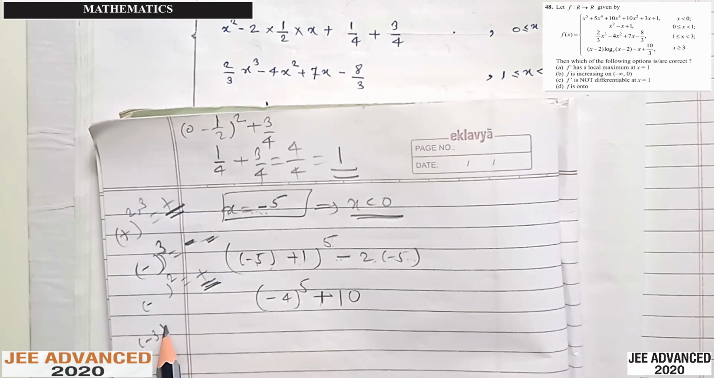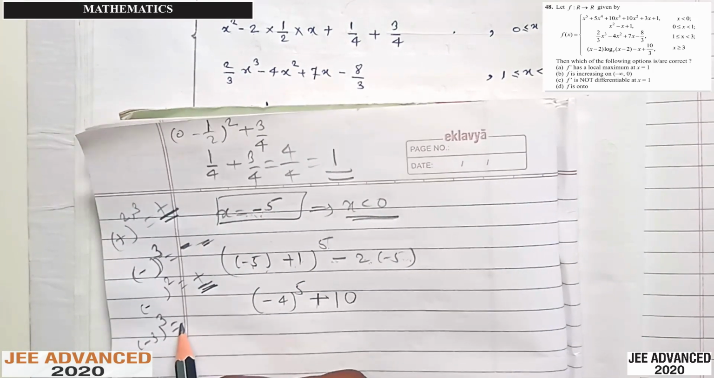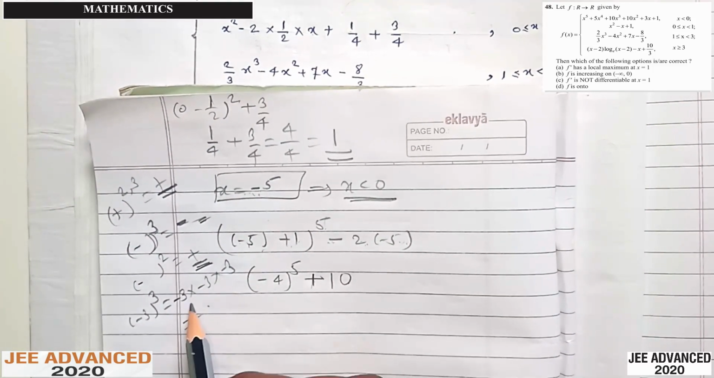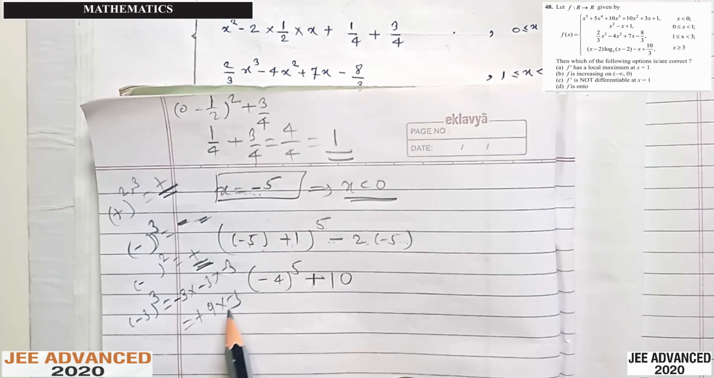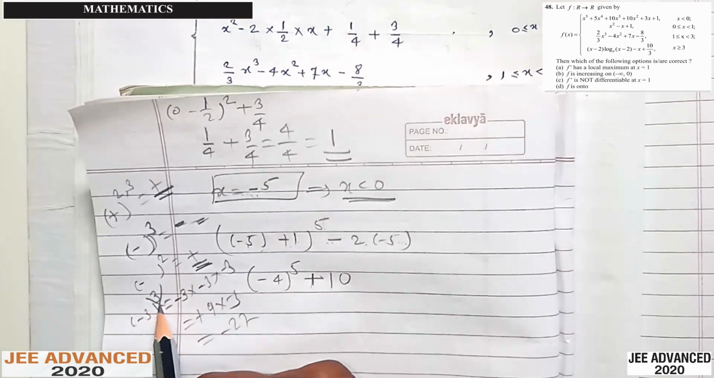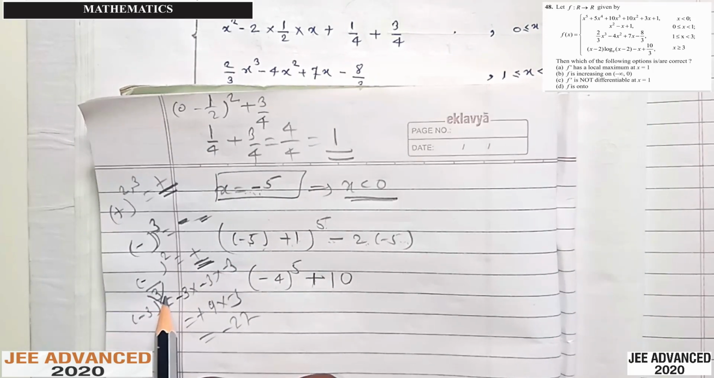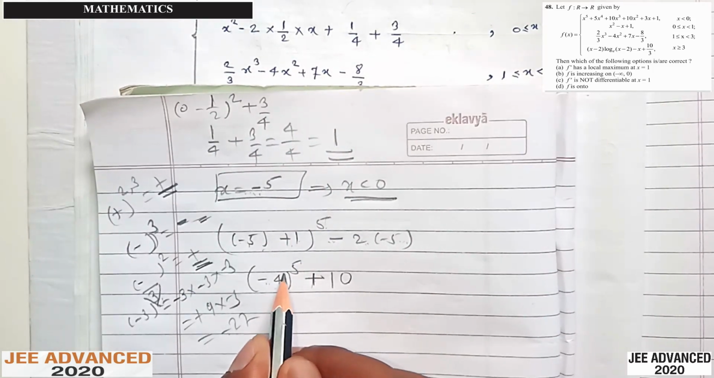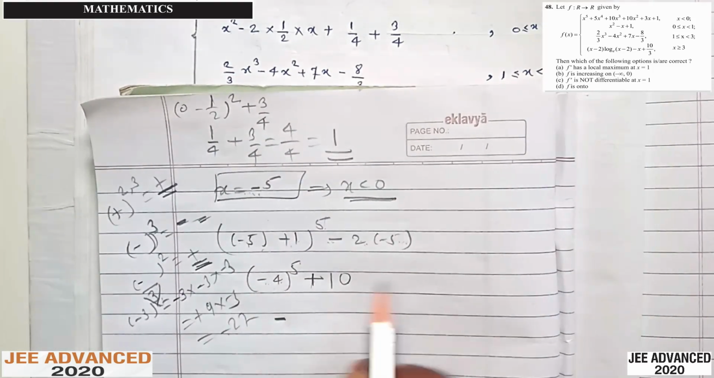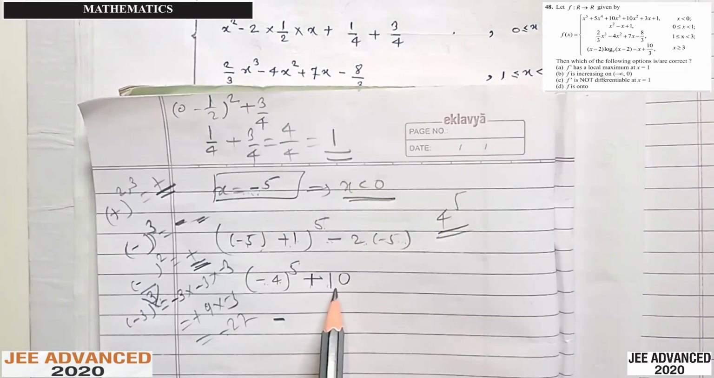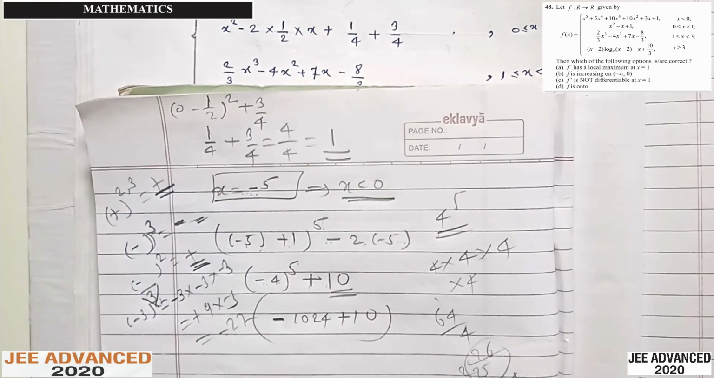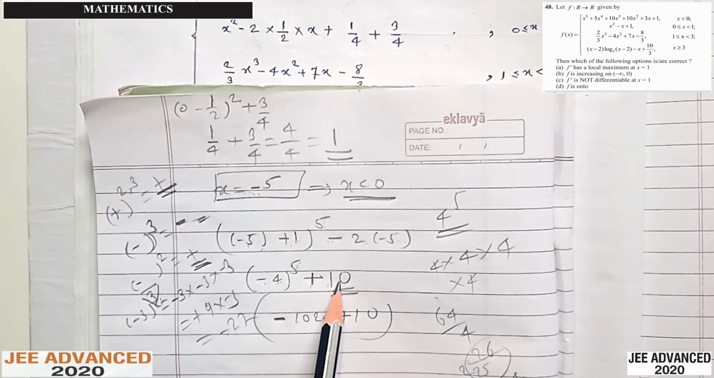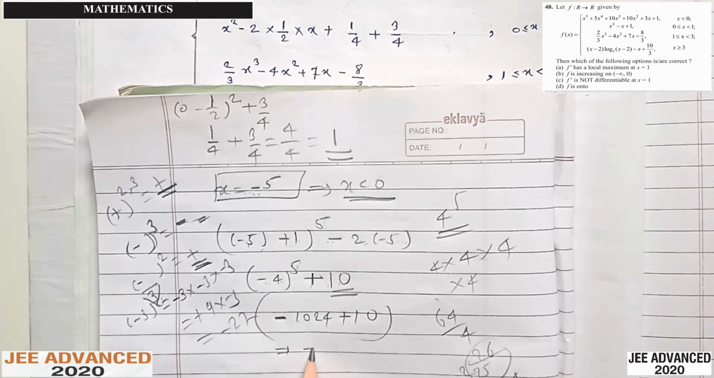If I consider -3 to the power 3, how can we write it? -3, -3, -3, three times. So negative times negative is positive 9, multiplied by -3, gives -27. So it shows that an odd power gives a negative result. Now -4 to the power 5 will be negative. 4 to the power 5 is obviously bigger than 10. So we get -4 to the power 5 is -1024, plus 10. So this term will give a negative answer.